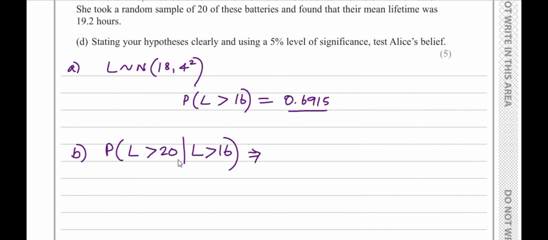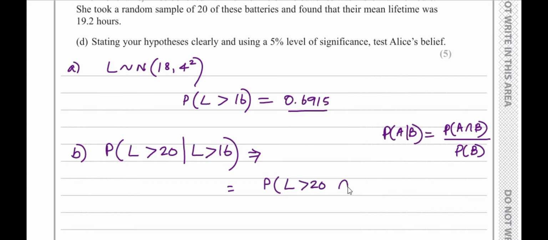The formula for conditional probability is like this. Probability of A given B is equal to probability of A intersection B divided by probability of B. So we can use the same rule here. This is equal to probability of L greater than 20 intersecting with L greater than 16, over, in the denominator, probability of L greater than 16.